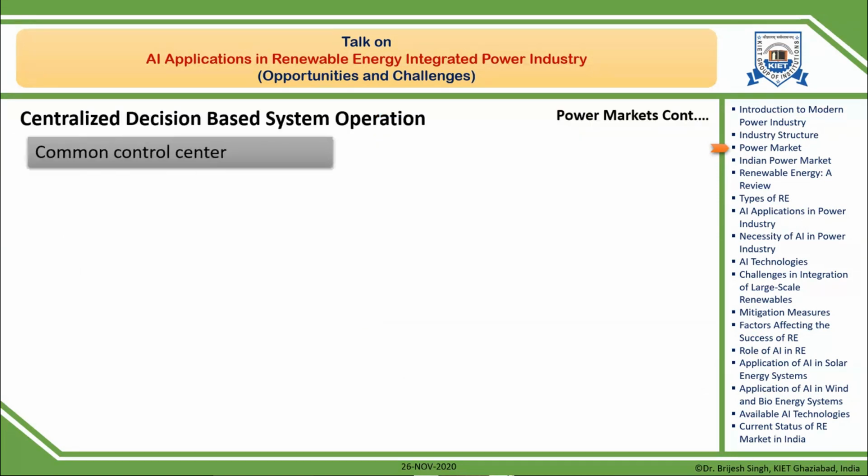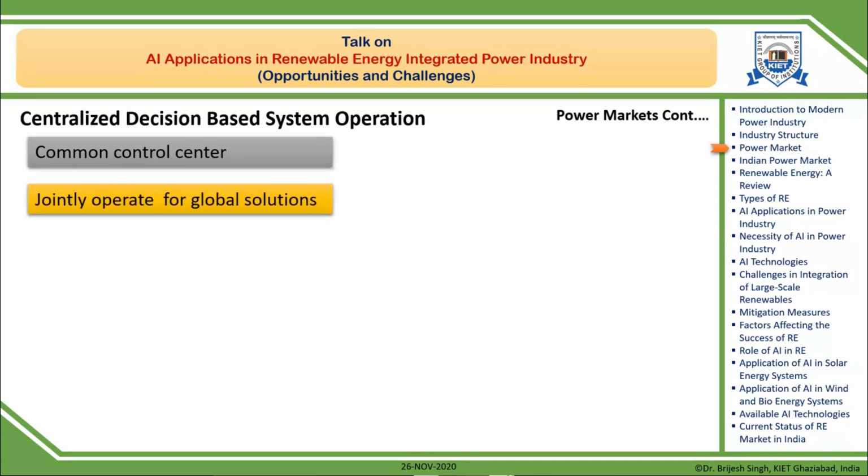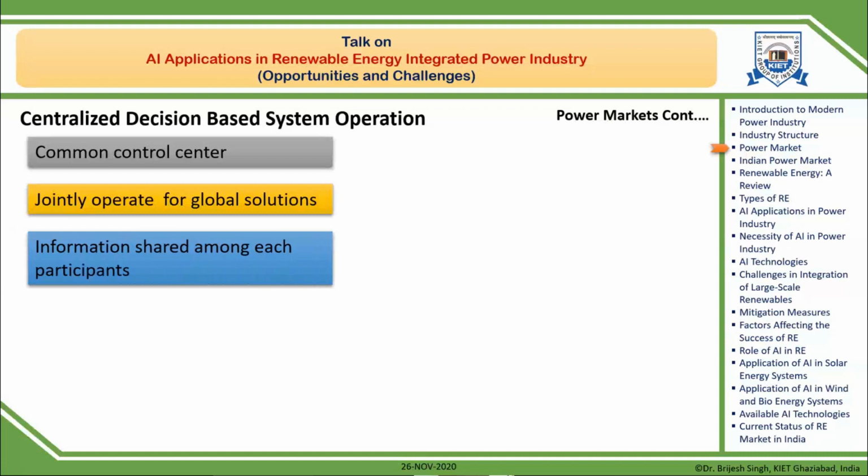So in centralized decision making, what are the advantages or main features? If you are implementing centralized decision making in the power market, you require a common control center from where you can implement the decisions, jointly operated for a global solution. All the stakeholders are required to jointly operate their individual systems to get the global solution. So here optimization plays an important role.